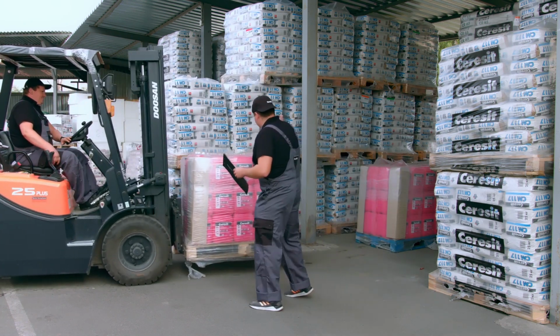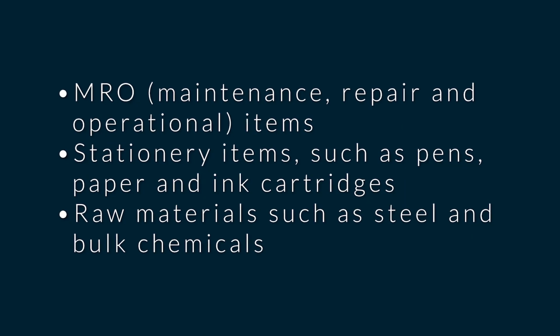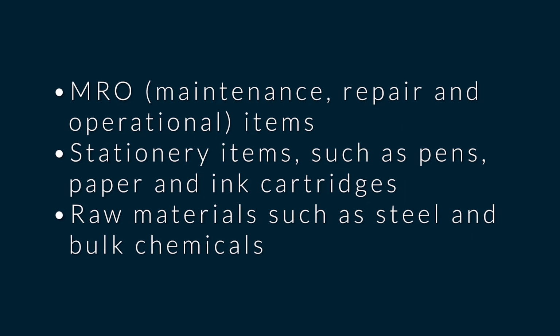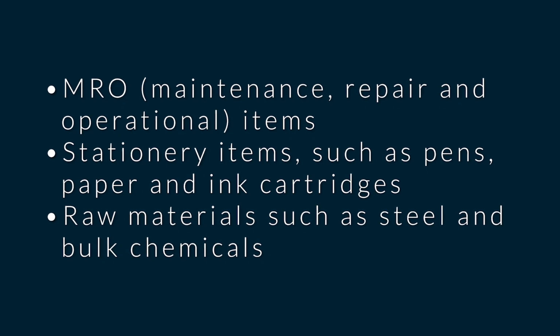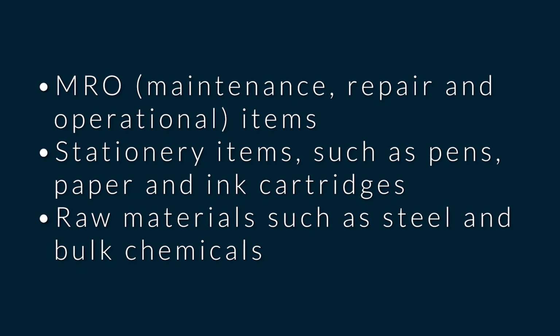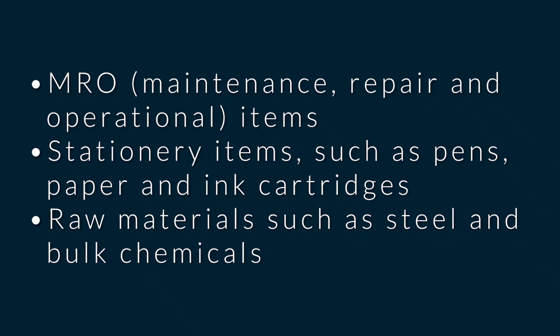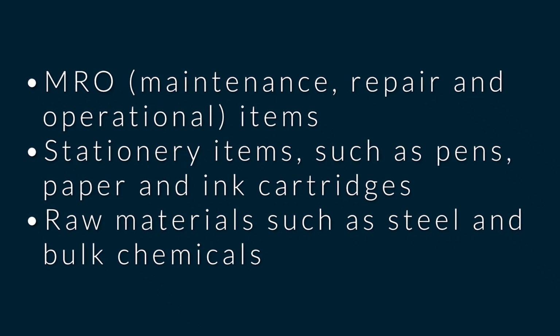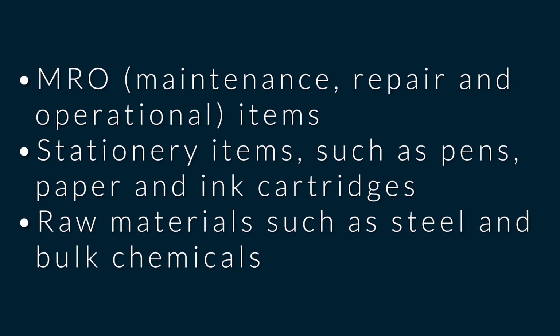This type of purchase is often used for routine items, for example, MRO, that is maintenance, repair, and operation items, which are routine items that can be used for running of an organization and include services such as cleaning, spare parts for machinery, etc. Stationary items such as pens, papers, ink, cartridges, raw material, such as steel, bulk chemicals.